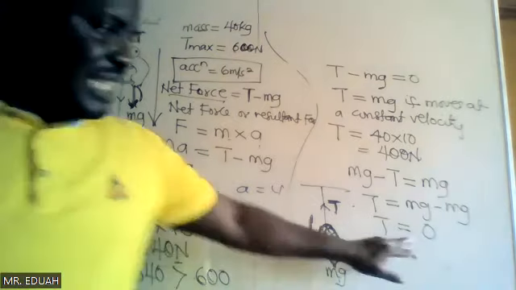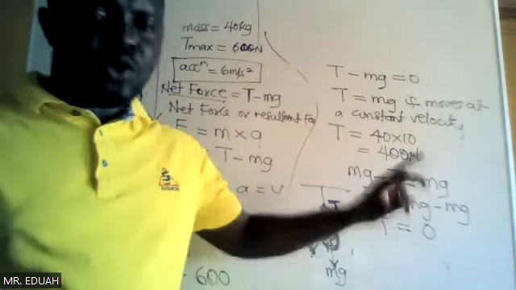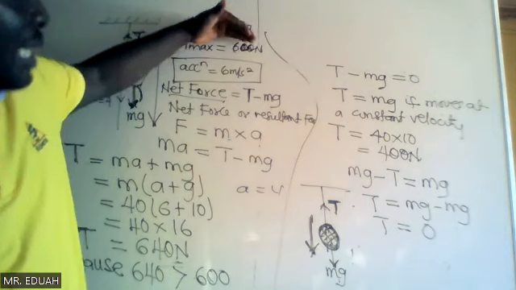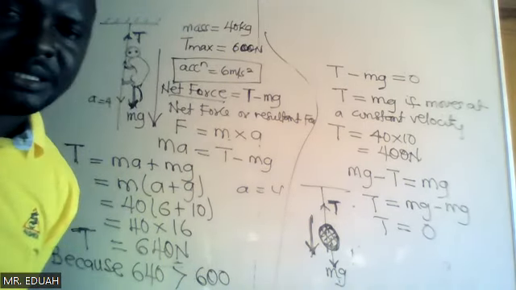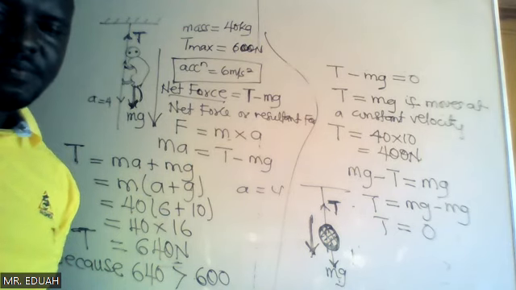So if the tension is equal to 0, then we compare it with the maximum tension. Would the rope break or be intact? It will be intact. Exactly.